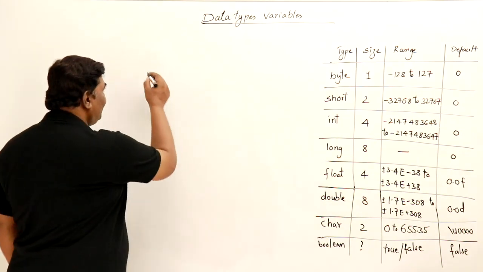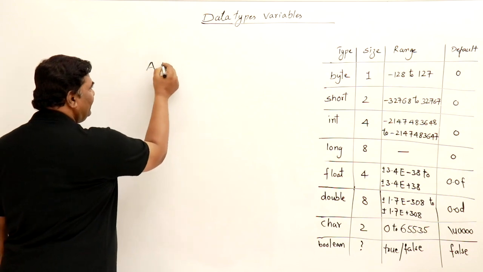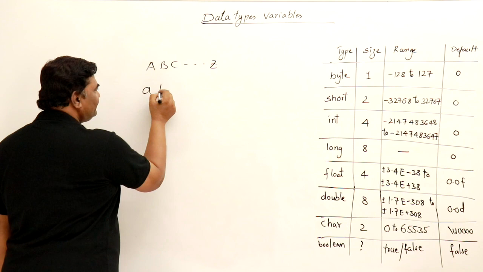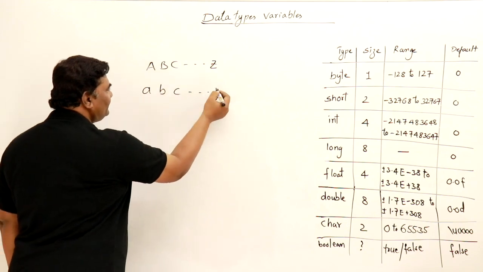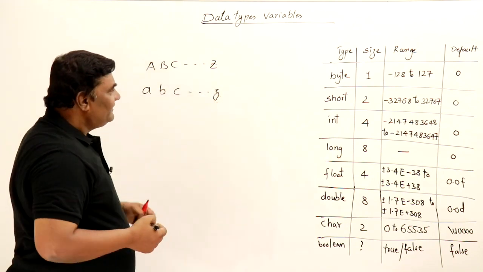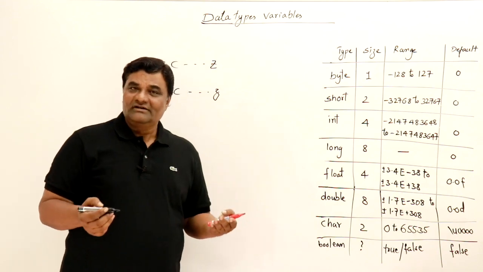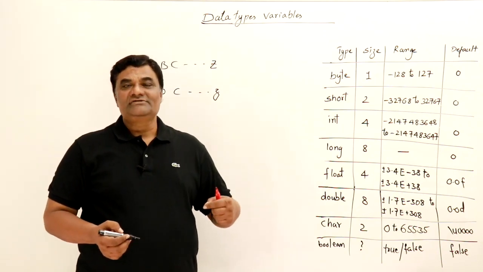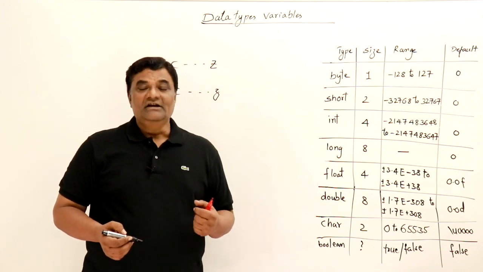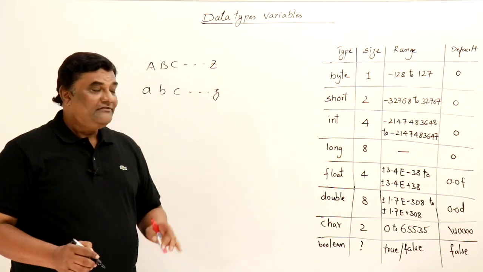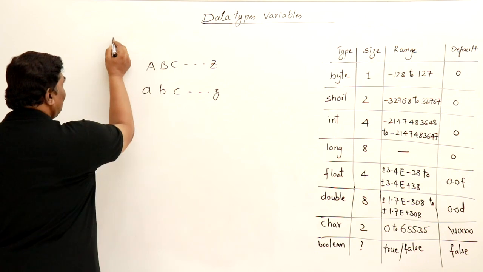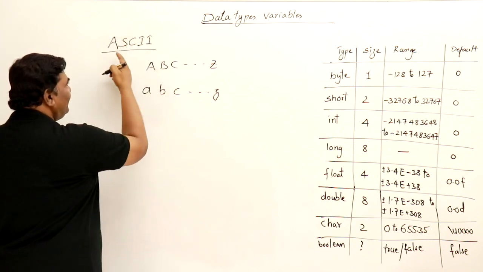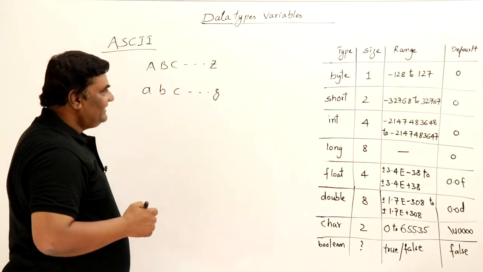Characters, like in the English language, we have alphabets like A, B, C, and so on to Z, or we have lowercase a, b, c, and so on to z. These are alphabets. So basically, the computer doesn't support alphabets, so we use numeric values instead of these characters. Those numeric codes for English alphabets are called ASCII, American Standard Code for Information Interchange.